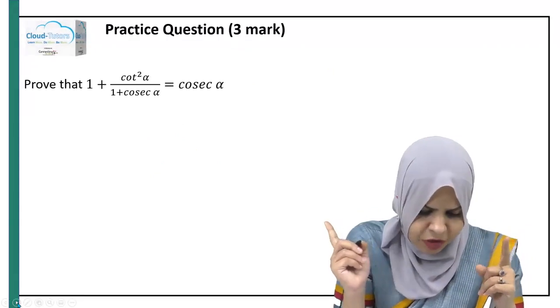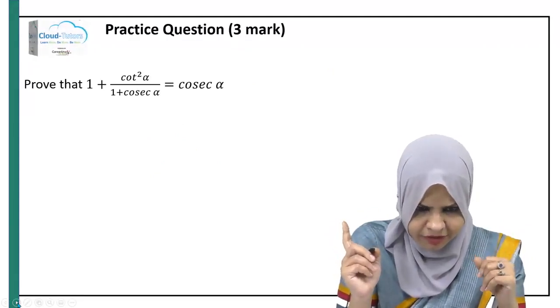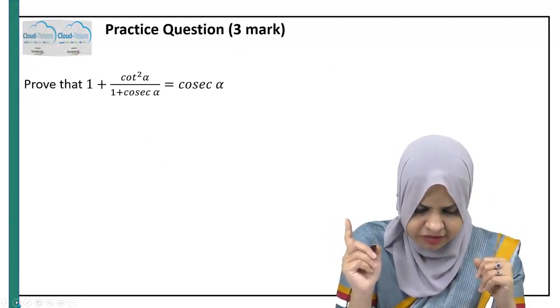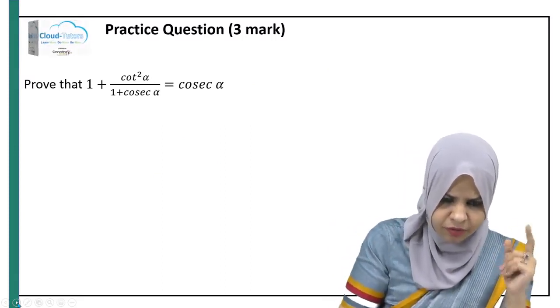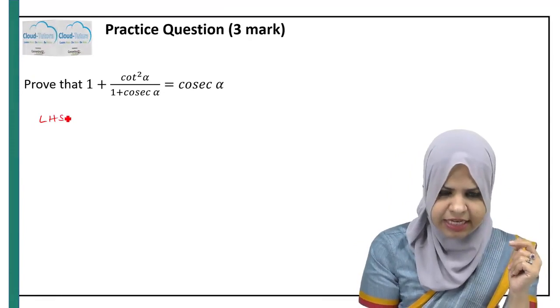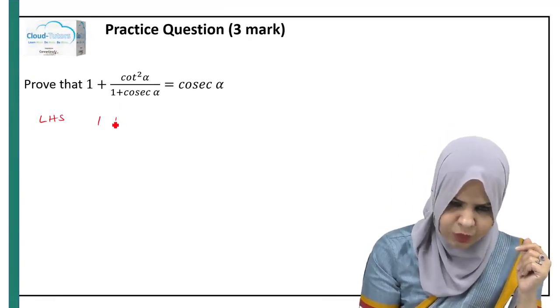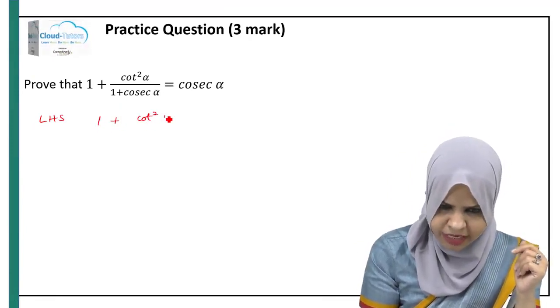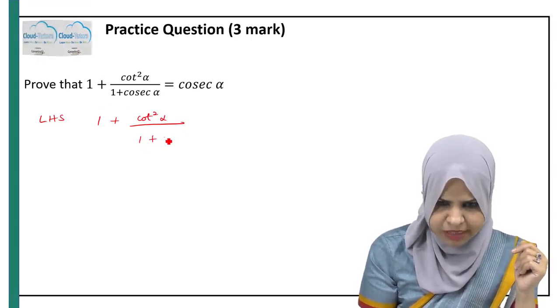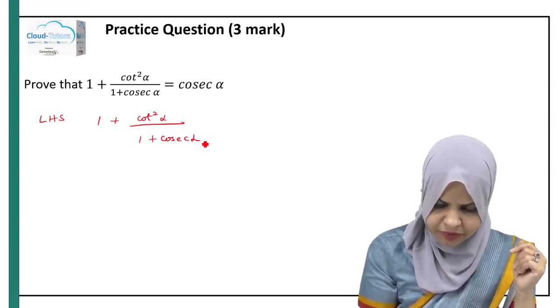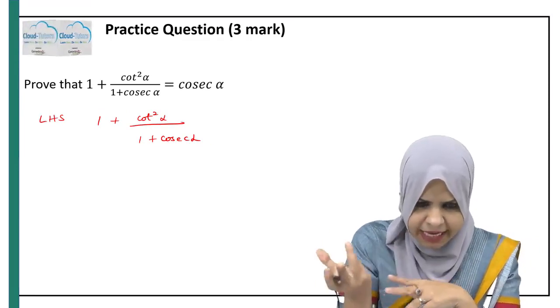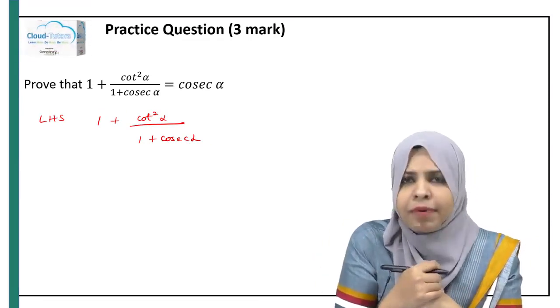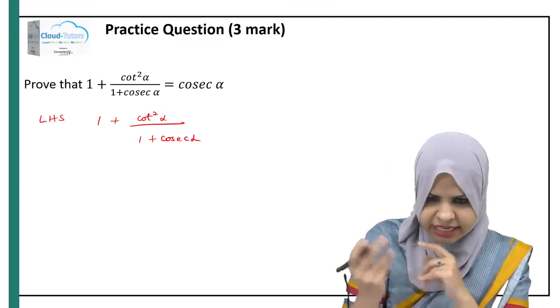Prove that (1 + cot² α)/(1 + cosec α) = cosec α. So what am I doing? Let's again take the LHS. It is (1 + cot² α)/(1 + cosec α). So what I should do here is multiply and divide by 1 − cosec α.